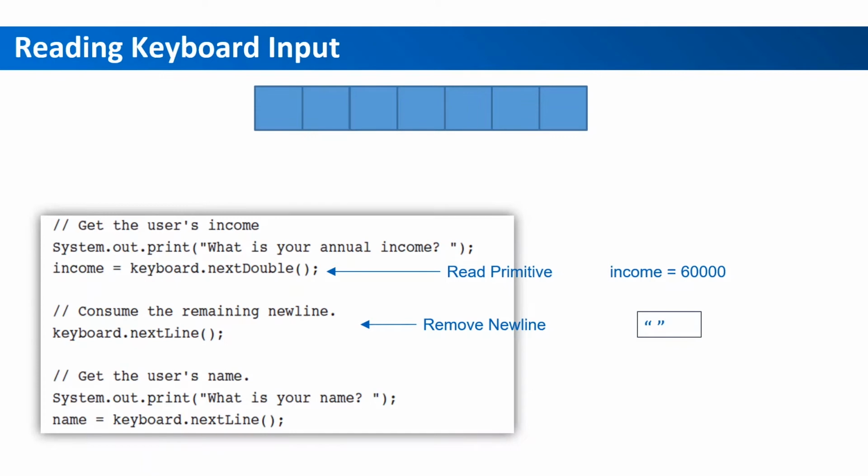Now you are ready to read a string, and since the keyboard buffer is empty, the user can actually enter their name followed by an enter. You read the buffer and store the name in the string object referenced by the name reference variable. So remember, this problem happens when you read a primitive data type and then try to read a string, which is a non-primitive data type.